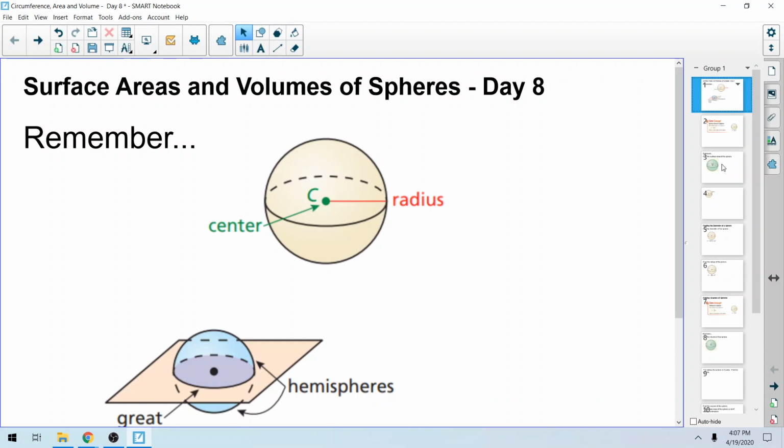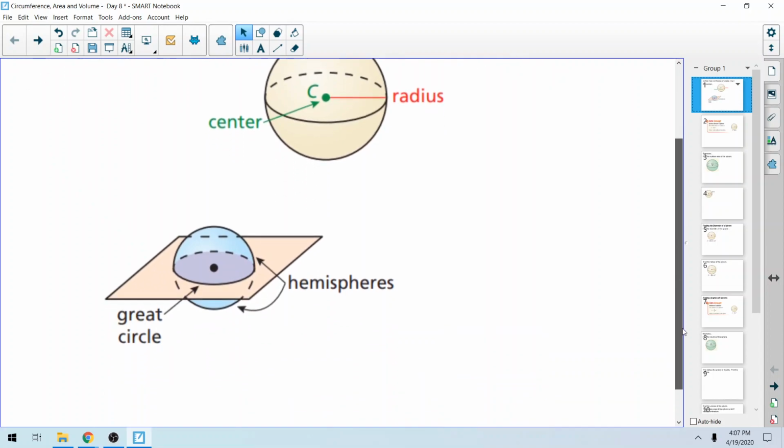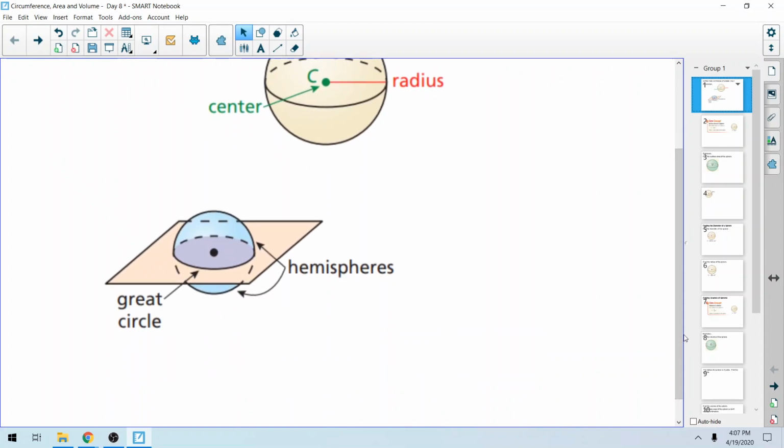So first of all, we're going to remember a sphere. A sphere is a ball, essentially. On a sphere, if you look at your picture, you have your center and you have your radius. Those are the two biggest things you have to remember. Another thing I want to remind you is if we take our sphere, our entire thing called the Great Circle, and we cut it in half, now we have two hemispheres. Okay, so top and bottom hemisphere.